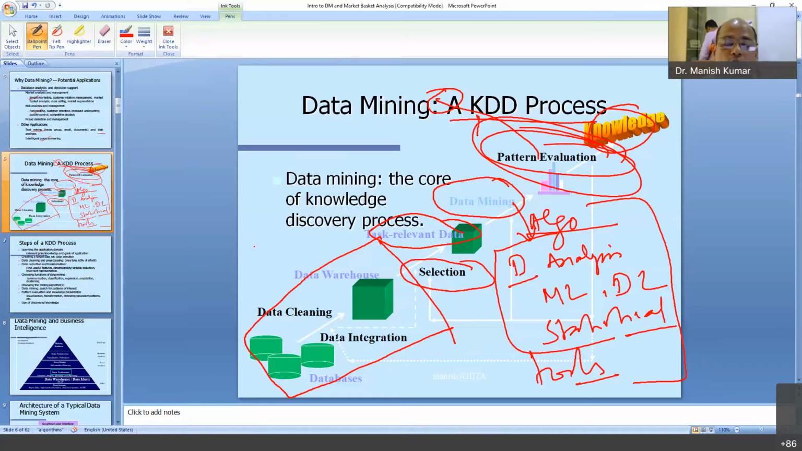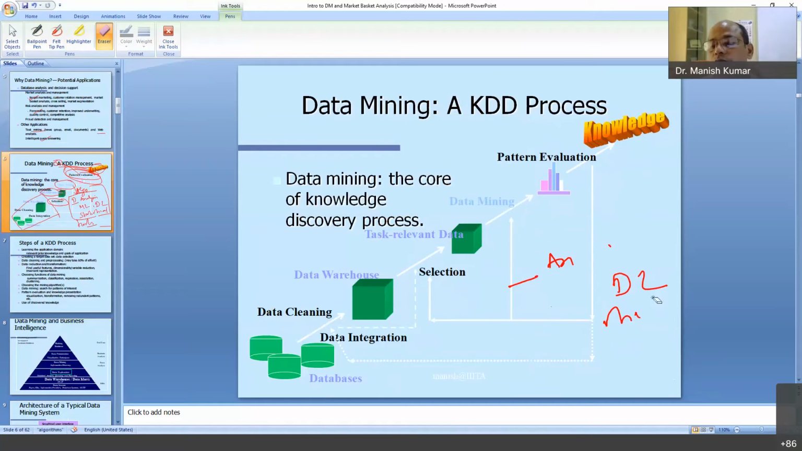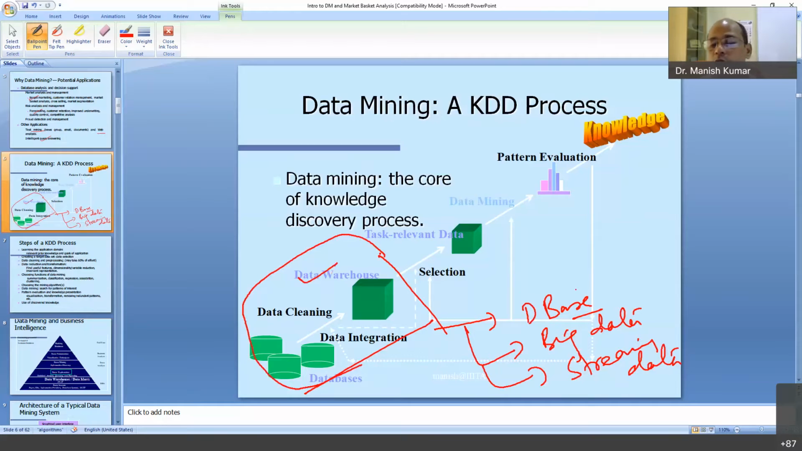Let us come to this warehouse part. Let me just erase this. This is the part where you can replace it with any database. You can replace it with big data. You can replace it with streaming data. That means this is where your data could be anything. It could be a warehouse, any simple database, or any different databases available to you. It could be big data or streaming data. The moment I say big data or streaming data, we talk about something distributed and parallel.